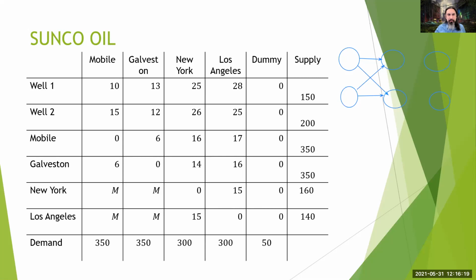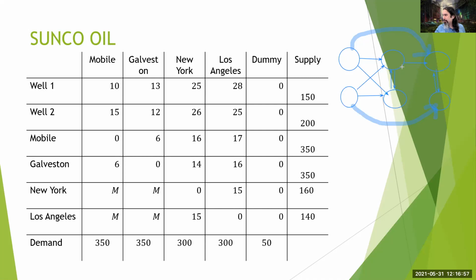I can go from here to here and here to here. And this looks ridiculous, but there's nothing I can do about this right now. And I can also send from Mobile and Galveston to each other. As you can see over here, Mobile can send to Galveston and Galveston can send to Mobile. So we can go like this or like this. And these two can send to each other as well.